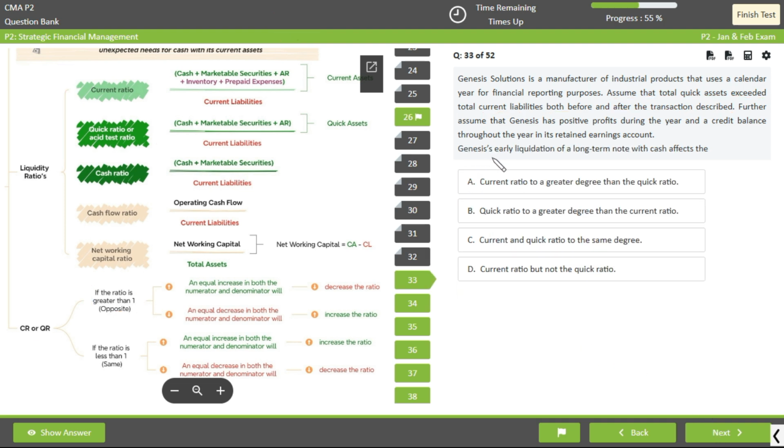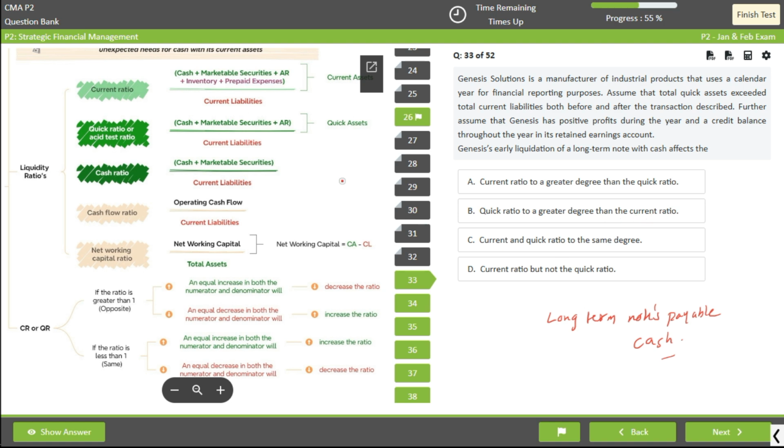Next, Genesis makes early liquidation of a long-term note with cash. So if you are doing early liquidation, what entry do you pass? You are going to debit long-term notes payable and credit cash. So in this, what happened, your long-term notes payable is paid by cash. So here they are asking whether it affects the current ratio to a greater degree than the quick ratio, or the quick ratio to a greater degree than the current ratio.